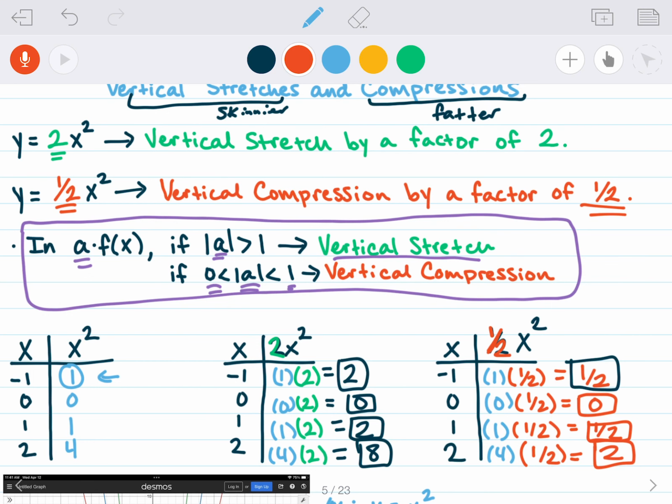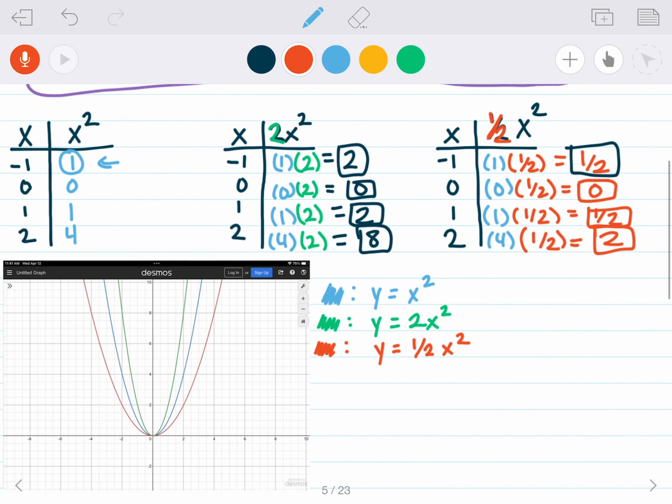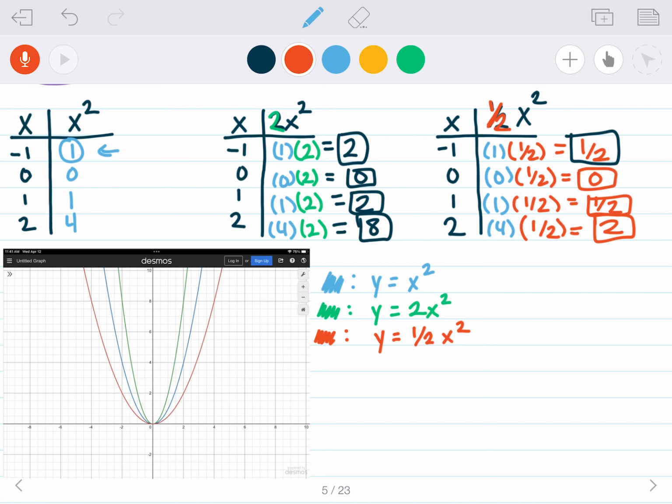Let's take a look at this on Desmos. Okay, so my 3 graphs here, and I did the little color coding again. Blue is my parent graph. Green is my vertical stretch. And red is my vertical compression. You can see that compared to the blue graph, the green graph is skinnier. Okay, that's how we're seeing the vertical stretch.